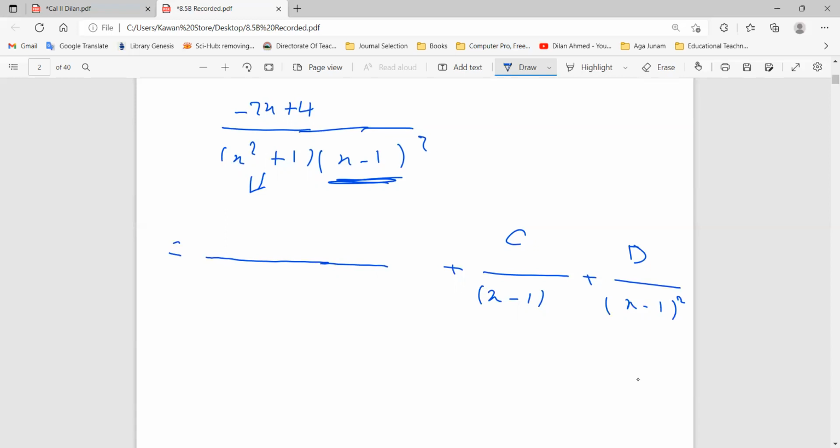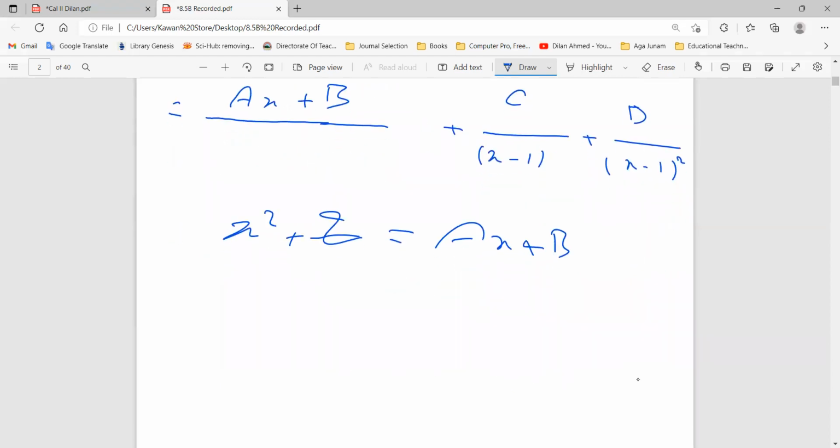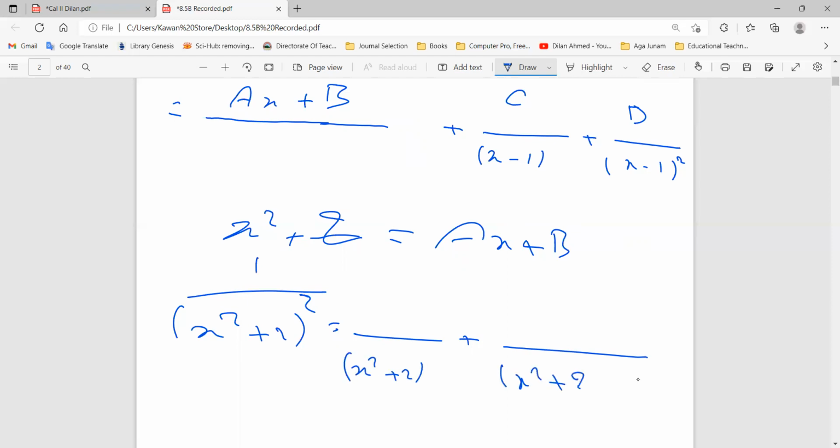So look at that one, first time for you. I am going to change that as ax plus b. So here's the idea. If I have x squared plus any number, for example 2, I am going to change it to ax plus b. Understood? How about if I have x squared plus 2 squared? I say it is equal to two parts. First x squared plus 2, second x squared plus 2 squared. So I'm going to change that to ax plus b. Because I have a square, again I have cx plus d. Why two fractions? Because this one is squared. Understood?